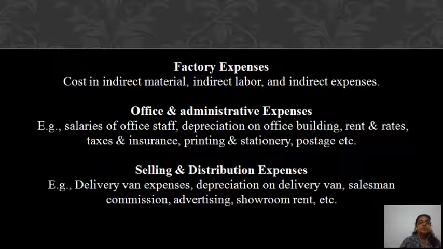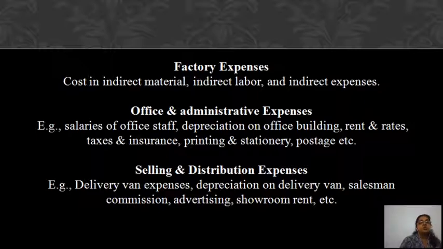The last one, selling and distribution expenses. So these overheads have two parts, selling and distribution. Now how do I define selling expenses? Any expenses which are made in order to make the goods ready for sale is known as selling expenditure. For example, packing charges, right?